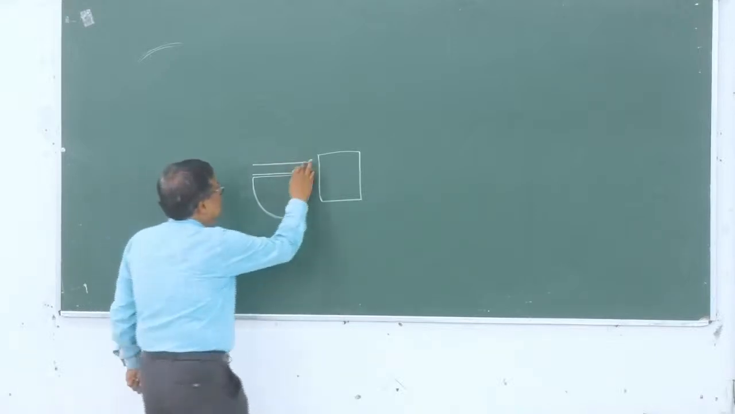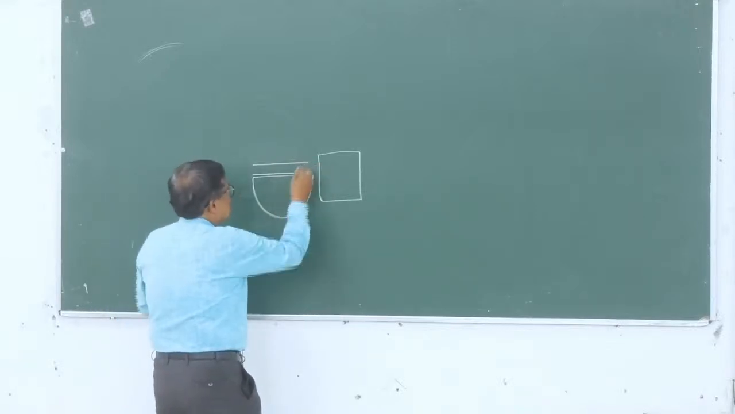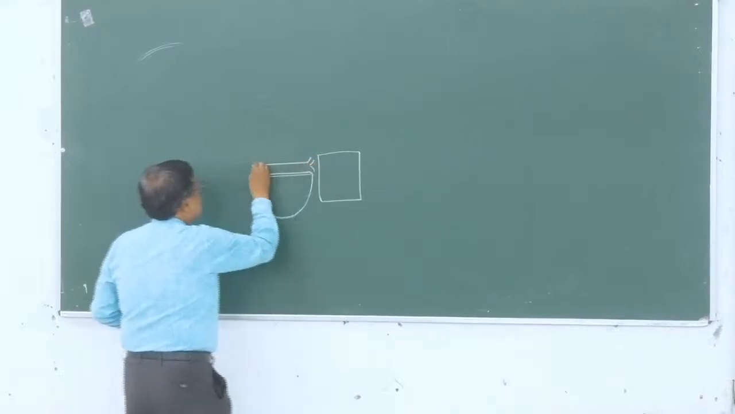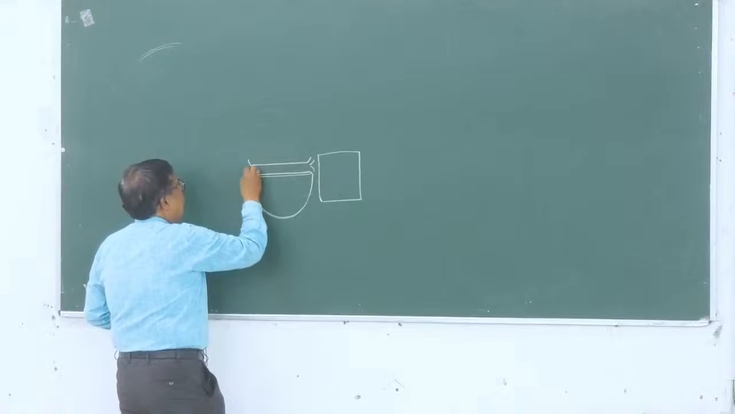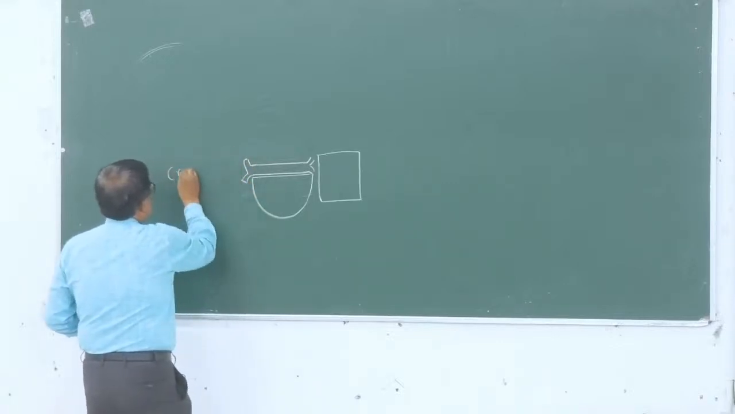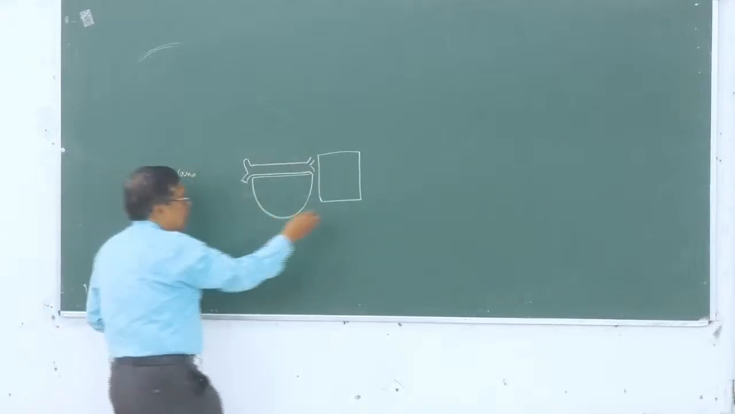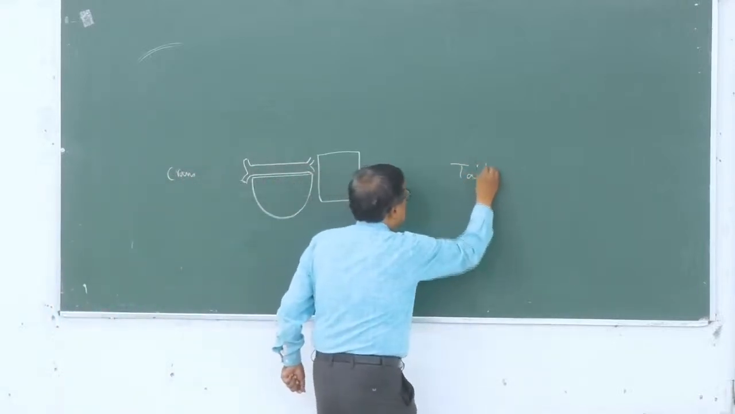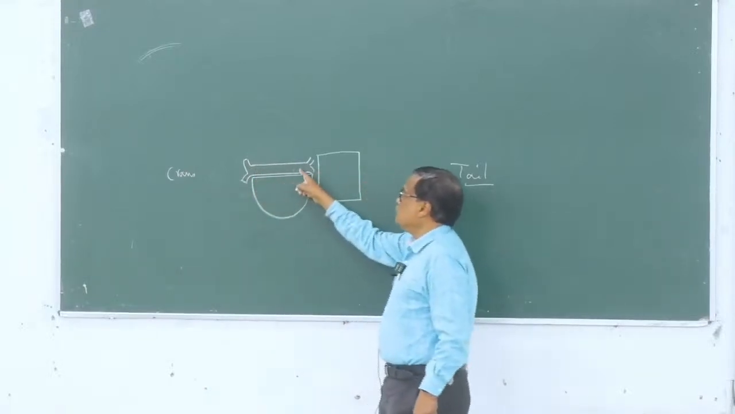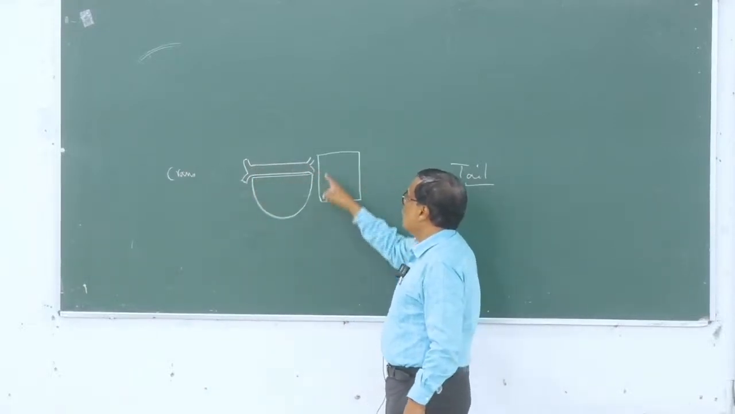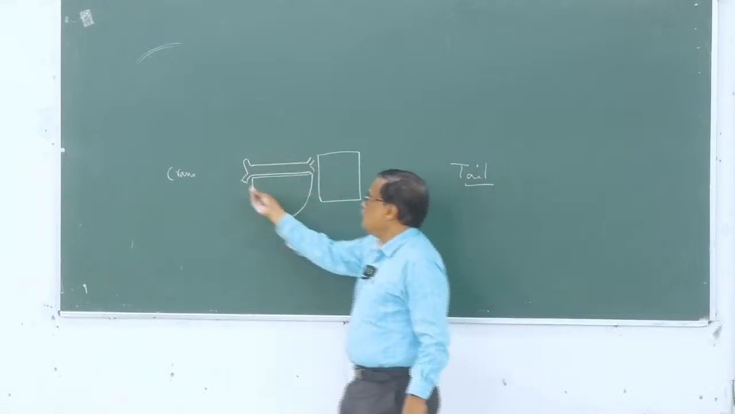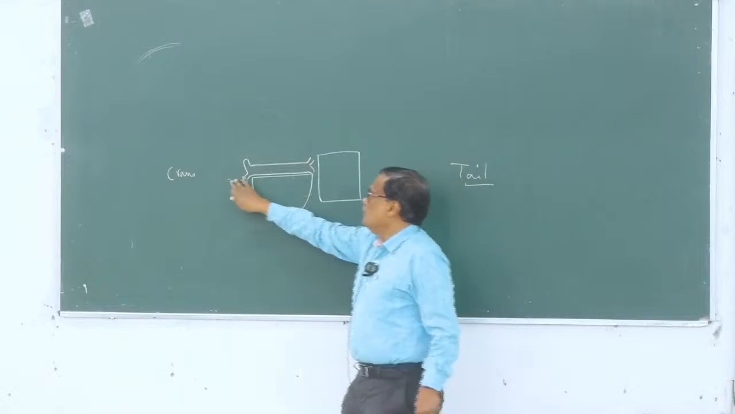And already I have told you, this cardiac tube has a bifurcated end. This is the head side, and this is the tail side. So this is the feature. And the buccopharyngeal membrane comes in the anterior position.